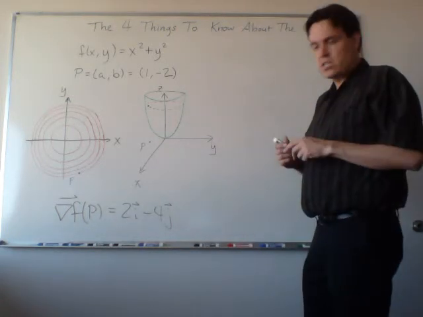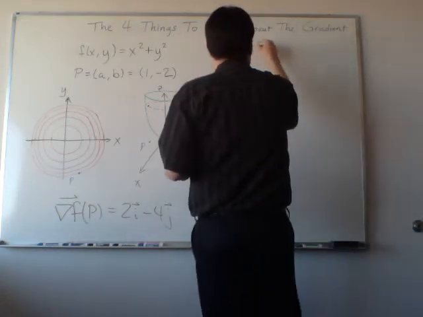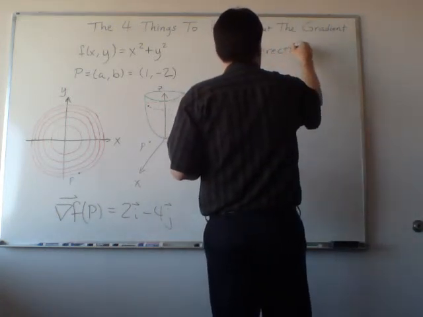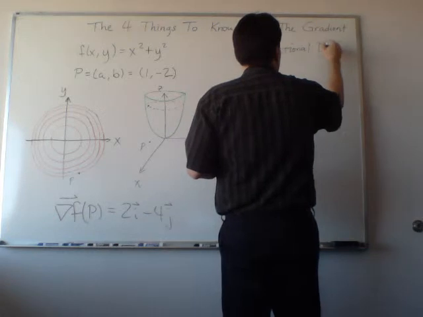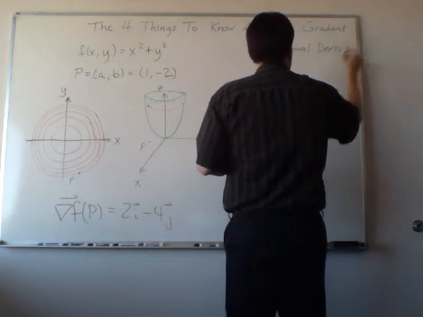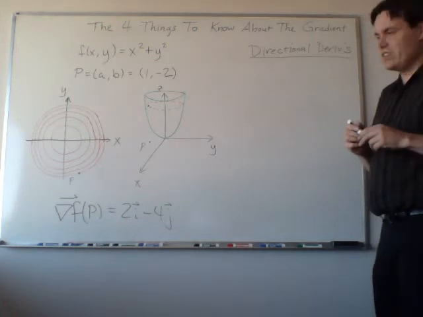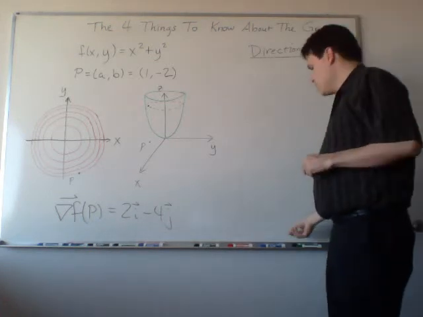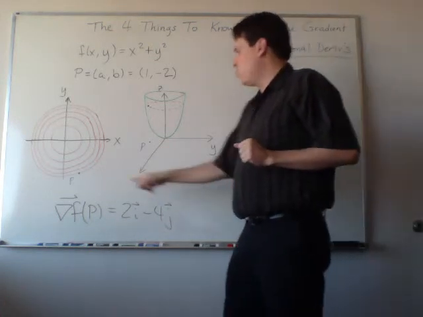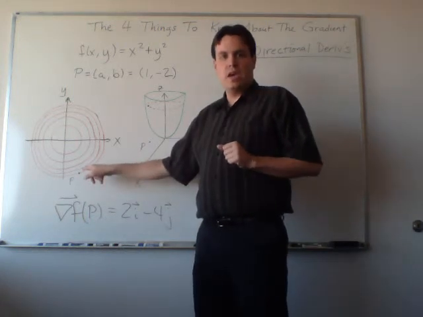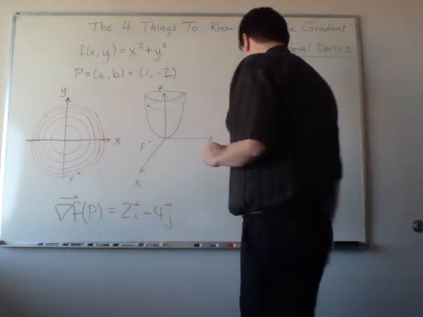But first, let's talk about directional derivatives. I hate having so little board space to work with. I'm going to have to use some abbreviations here, I think. We're going to talk about directional derivatives. So I'm going to take my point P that I've already selected, and I'm going to choose a direction from that point.